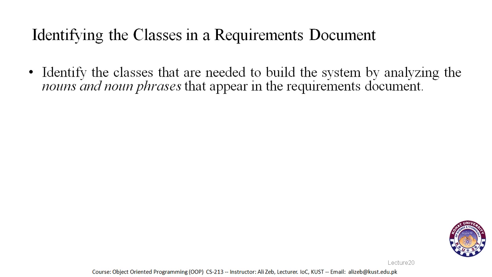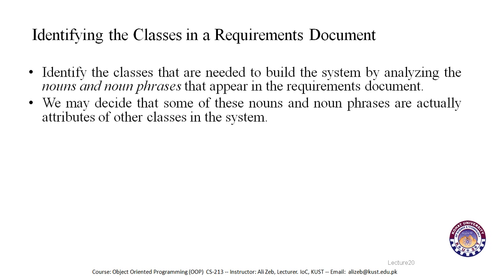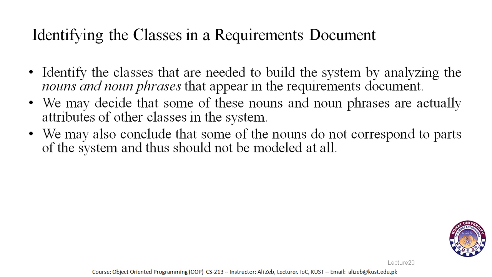With further analysis, you might include more classes or you might remove some of these details, but as an initial stage, it will provide you a list of your potential classes. We may decide that some of these nouns and noun phrases are actually attributes of other classes in the system. So some of these nouns might be your classes, and some might be the attributes of those classes, but you will get an idea of where to start from.